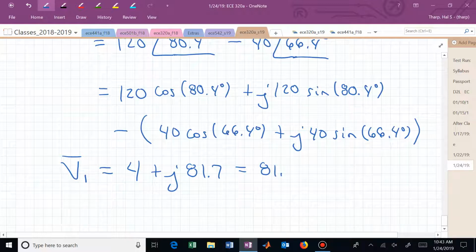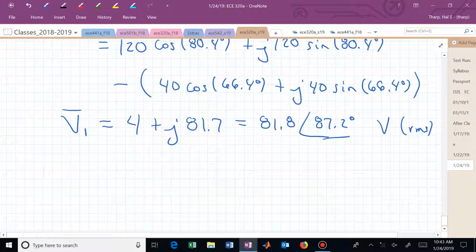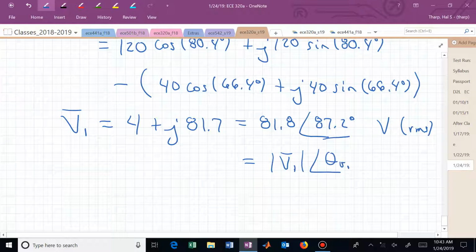That now says that the hypotenuse is 81.8 units long, and its angle is going to be close to 90 since we don't have much real part, but we have a big imaginary part, at an angle of 87.2 degrees. And that is now our voltage in RMS, where this is our magnitude of V1 at an angle of theta V1.